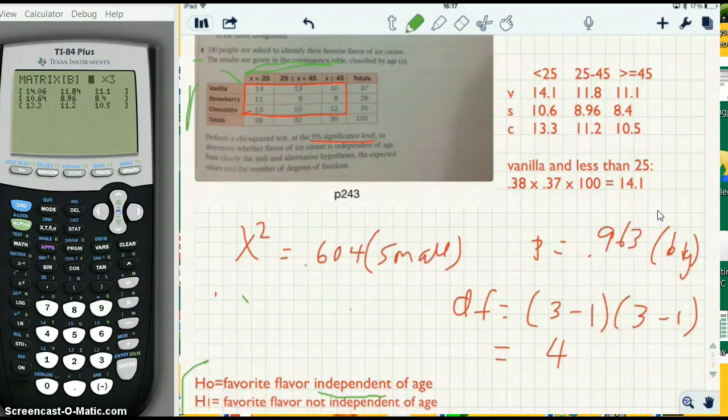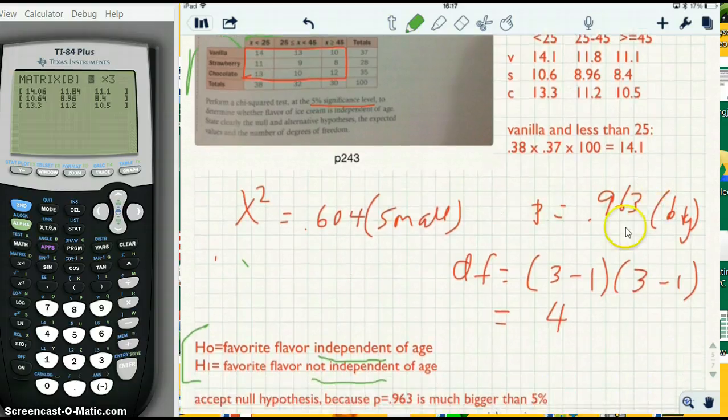Now that we have the chi-squared value and we have the p-value, do we reject the null hypothesis? Well, remember, chi-squared is proportional to how radical the data is, and 0.604 seems like a small value, so it's probably not radical, which means the numbers are very close to the expected values. If it's close to what's expected, then probably we're not going to reject the null hypothesis. Probably the data is independent.